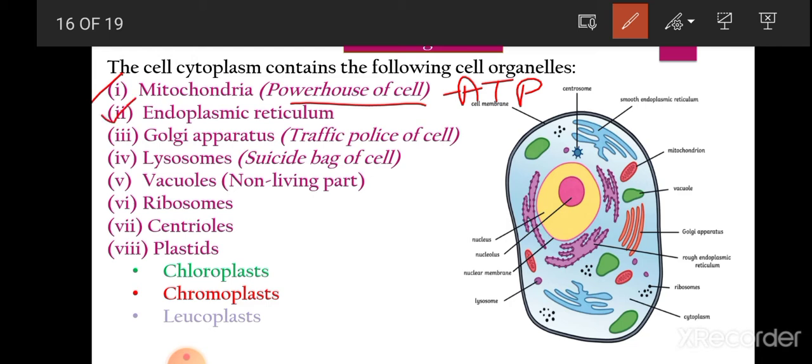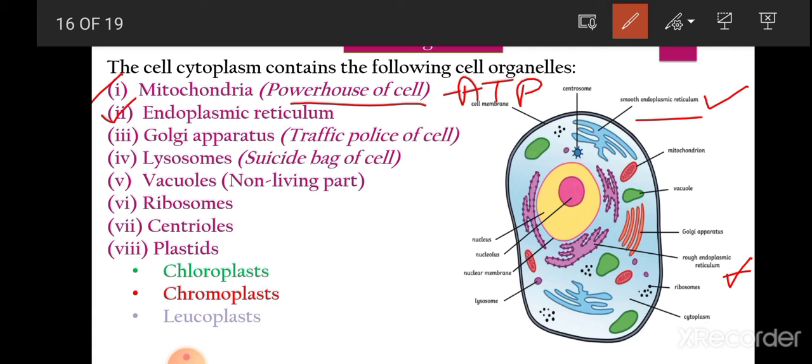Next cell organelle is endoplasmic reticulum. You can see in the diagram, this is smooth endoplasmic reticulum and this is rough endoplasmic reticulum. Two types of endoplasmic reticulum are present in the cell, smooth and rough. You will study in higher classes. They are smooth and rough because of the presence and absence of ribosomes on it. If ribosomes are present on endoplasmic reticulum, it has a rough structure. That is why it is called rough endoplasmic reticulum. If endoplasmic reticulum does not have ribosomes, then it is called smooth endoplasmic reticulum.